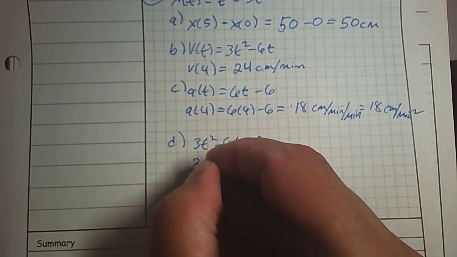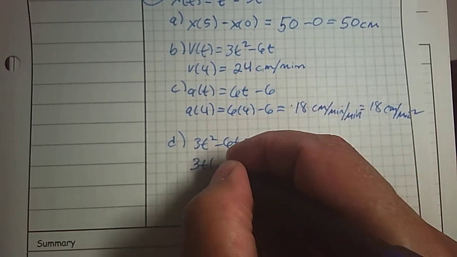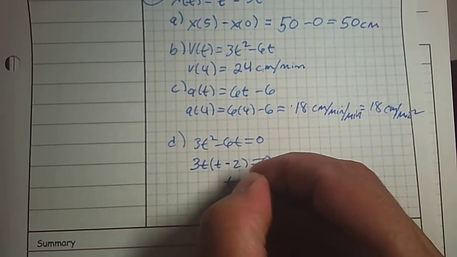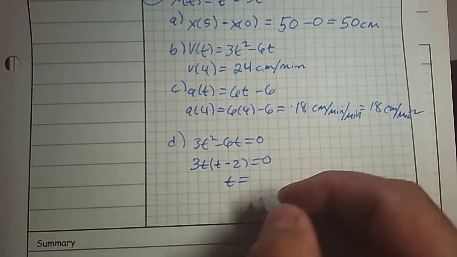So to solve this, we're going to factor out a 3t. We'd be left with t minus 2, and then solve it. So the first factor gives me the answer 0.